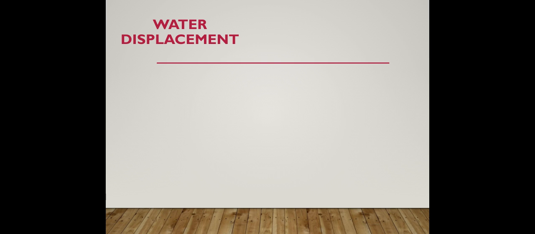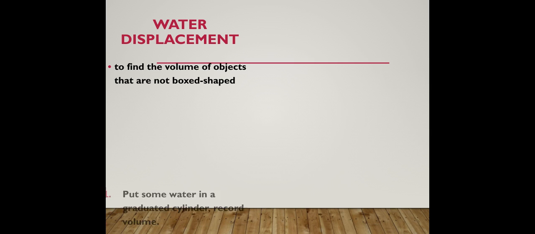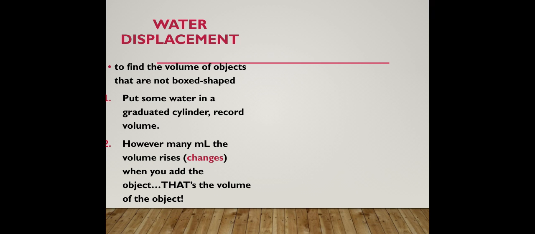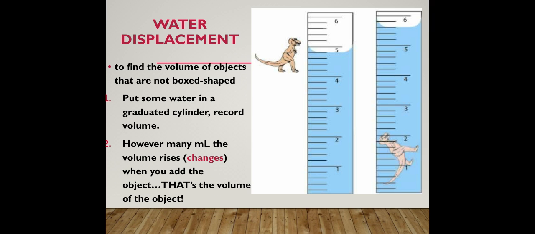One other very useful thing with volume is something called water displacement. What if you have an object that's not a perfect square and you can't measure length times width times height? Well, we can put water into a graduated cylinder and record how much water is in there. Then we can drop an object into that graduated cylinder, and however many milliliters the volume changes, then that is the volume of that object.